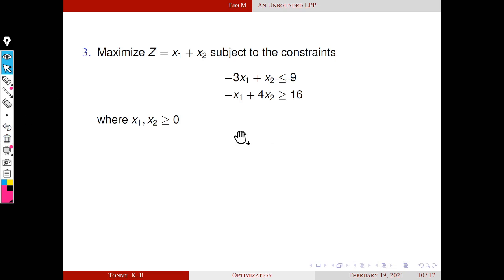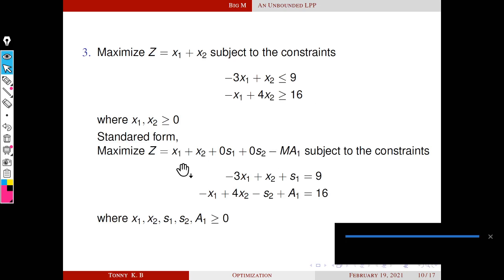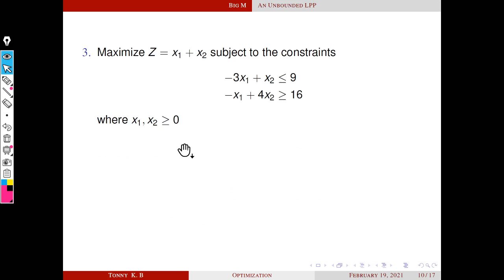And we have to discuss one more problem to understand the conclusions of the Big M method. Maximize this subject to these two constraints. So what about the standard form? What is the standard form of this equation? What about the constraints? Minus 3x1 plus x2 plus slack variable equal to 9.